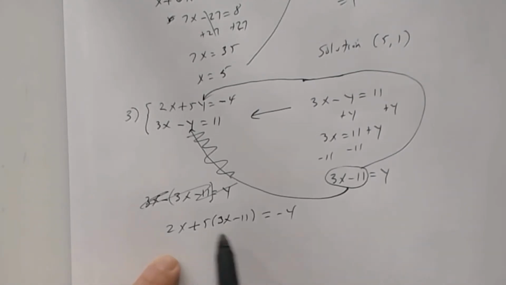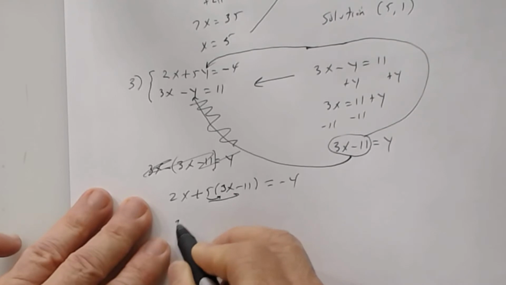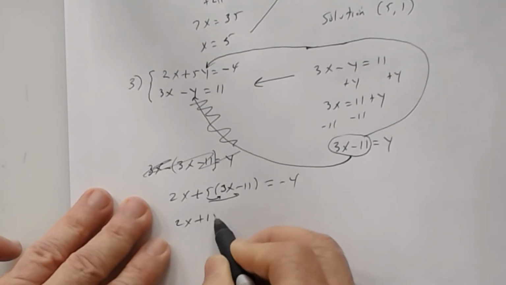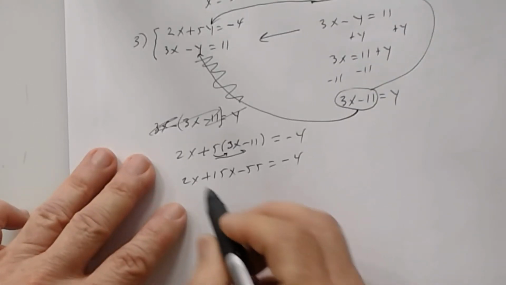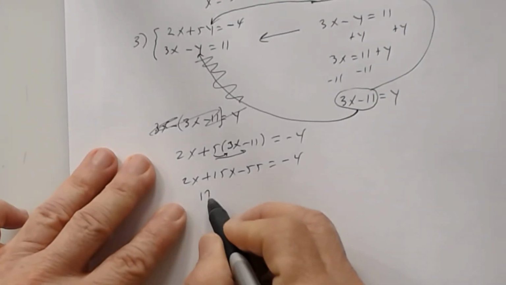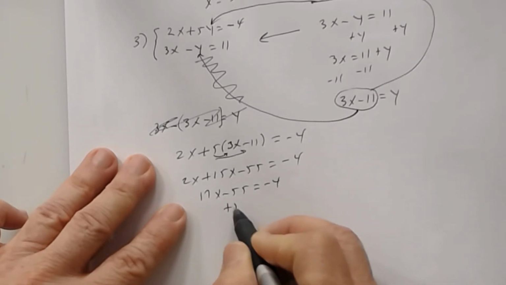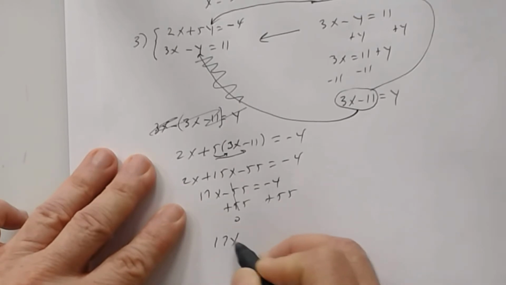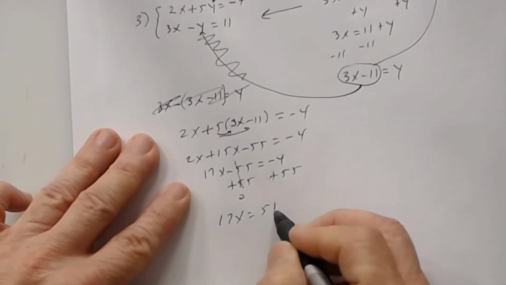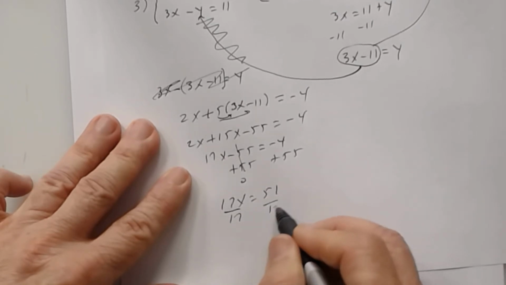Now, what's the next step? Okay, so I get 2x plus what equal? Okay. Now what? 17x minus 55 equals 24. Next step? Plus 55. Combine like terms. What's 17x equal to? 51. X equals 3. All right. Divide both sides by 17.